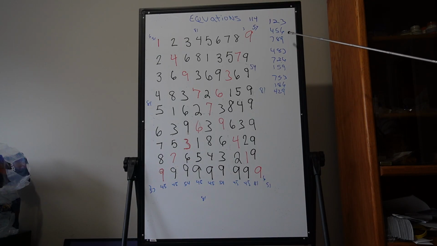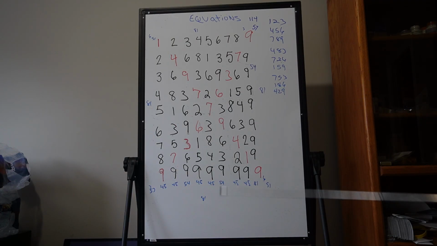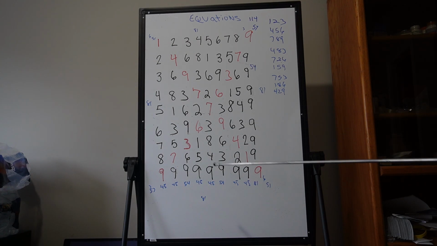So I added the codes here. The code of 1 2 3 4 5 6 7 8 9 483 726 159 753 186 429. And I also added the 114, which equals the 57, and you know the significance of the 114. That's how many chapters are in the Holy Quran. So today I'm going to break down the different numbers within here.